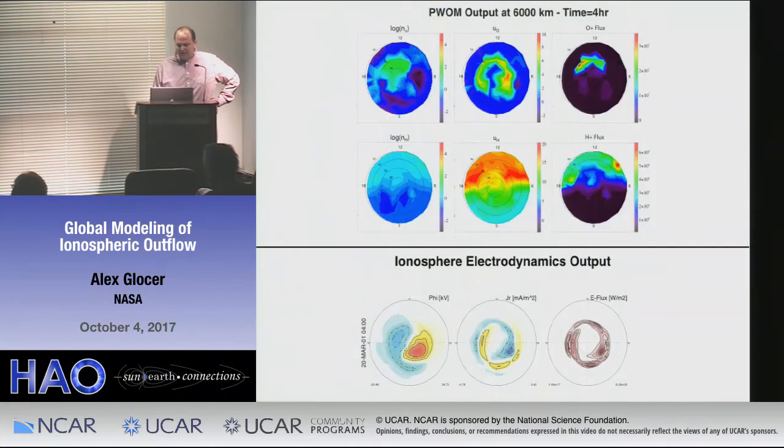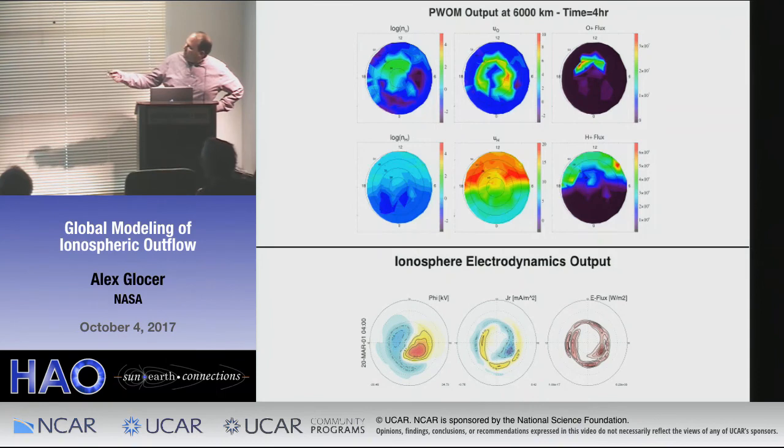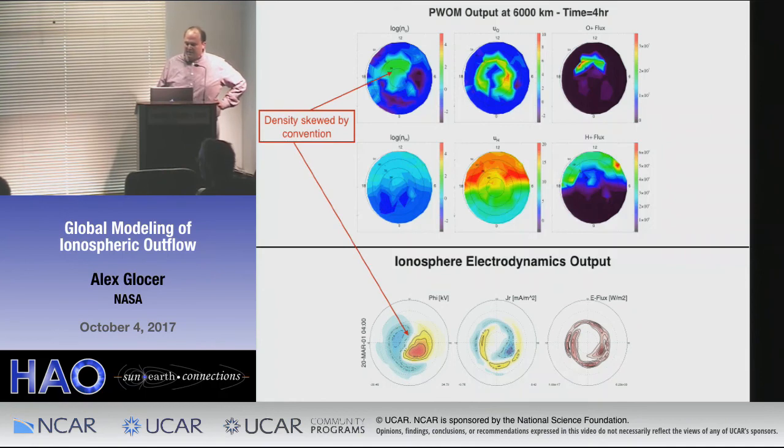Now, if you want to take a look at what the outflow that's feeding into this looks like, it looks like this. So this is the O+ and the H+ solution density, velocity, and flux. And then this is the ionosphere electrodynamics output from the code. And so there are a couple of features that stand out. So one is that the density ends up being skewed by the convection. So that's more or less straightforward. So you see the convection has a skew like this, and that ends up skewing the density in the polar region.